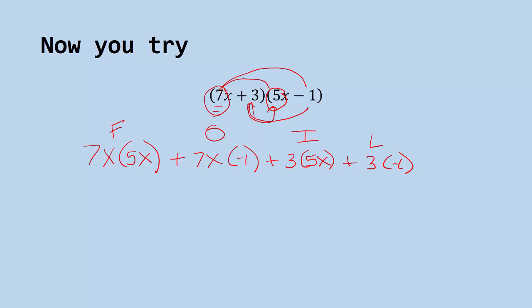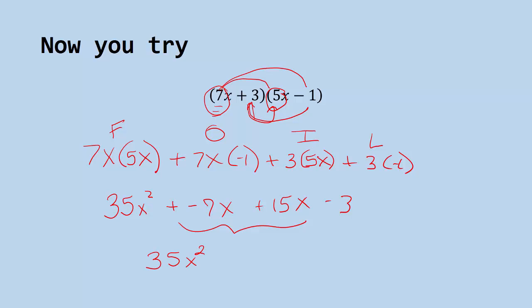Now we need to simplify. So we have our 35x squared plus negative 7x plus 15x. And 3 times negative 1 is negative 3. Again, we have like terms in the middle that we need to combine. So your final answer should have been 35x squared plus 8x minus 3.